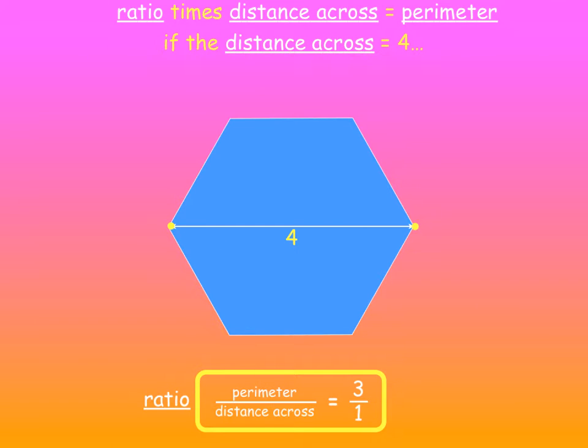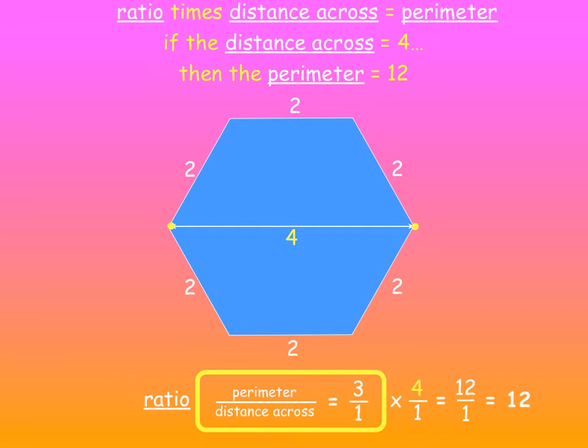If the distance across is 4, we do our multiplying and find out what that gives us. It looks like 12. Yes, and we can see that it is. Then the perimeter is 12 units.